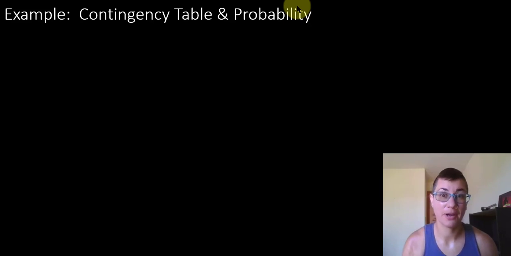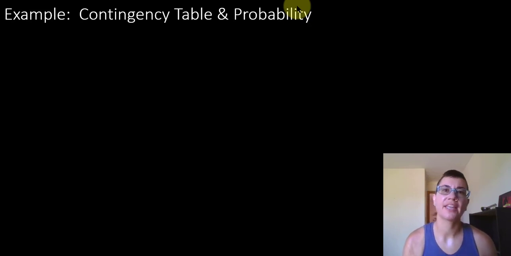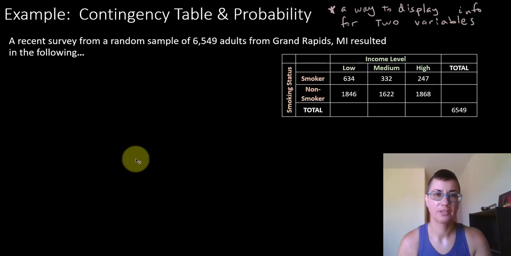Hey gang, we got another probability video here. This time we're going to look at a contingency table, which is a nice way to organize and display information in two variables. Let's pop right into this example.